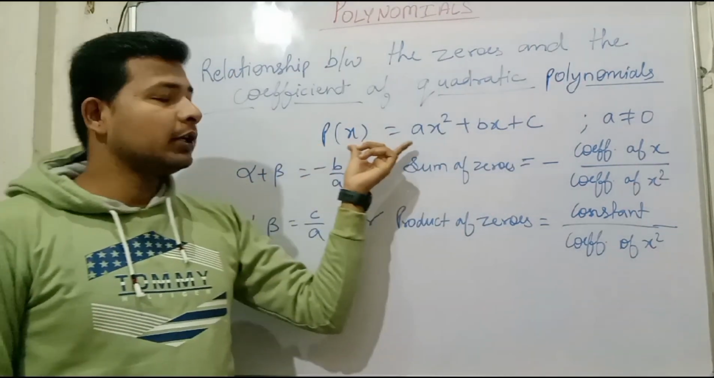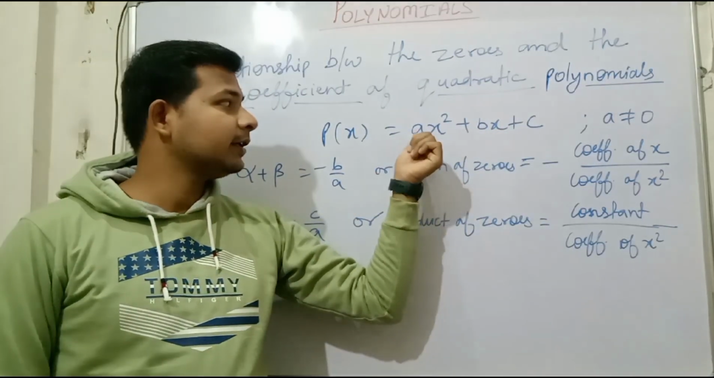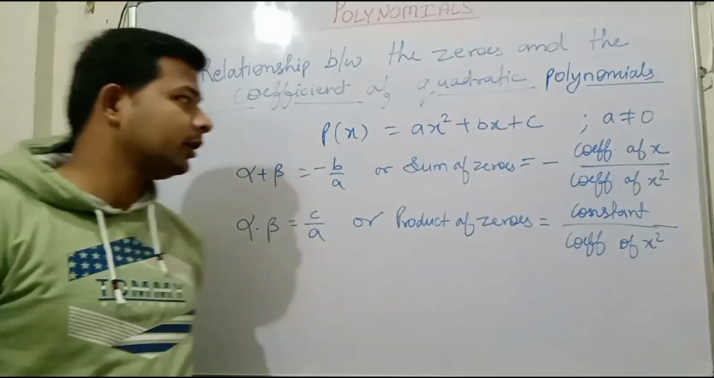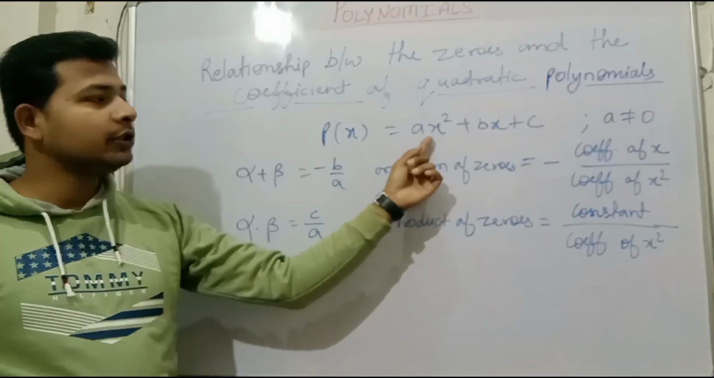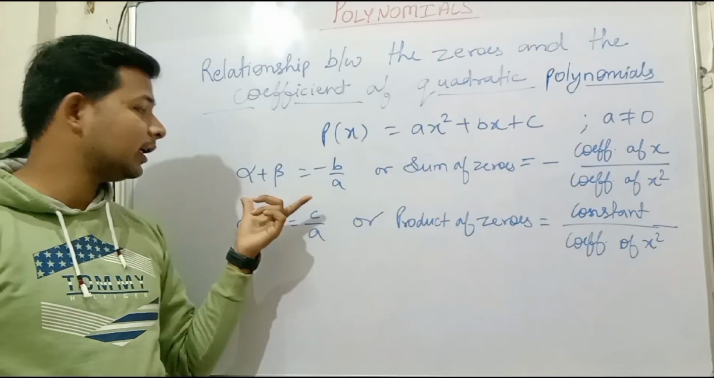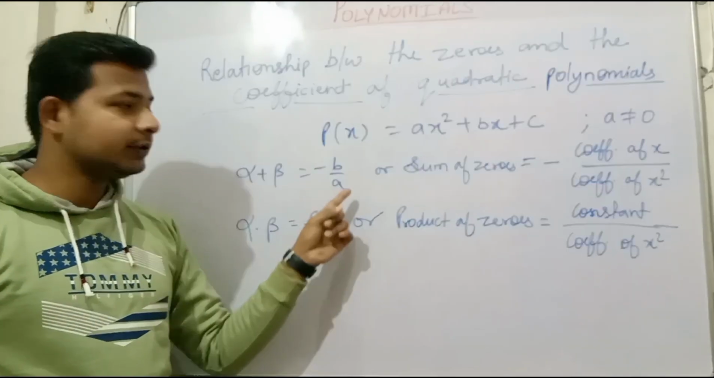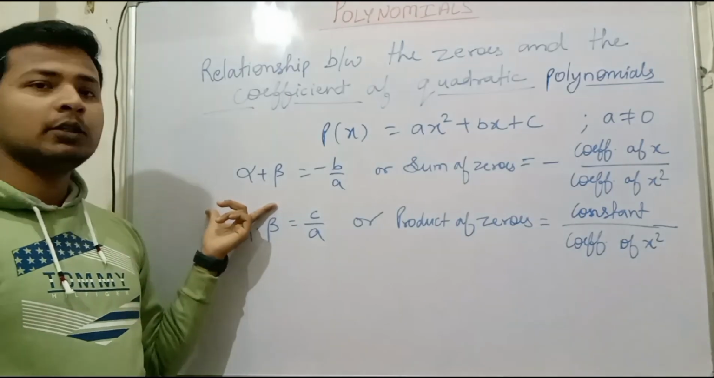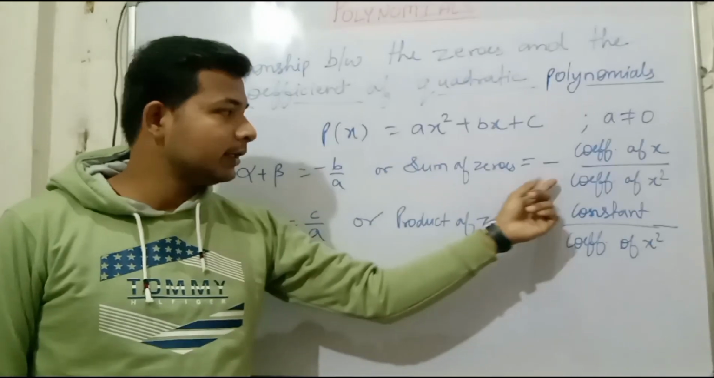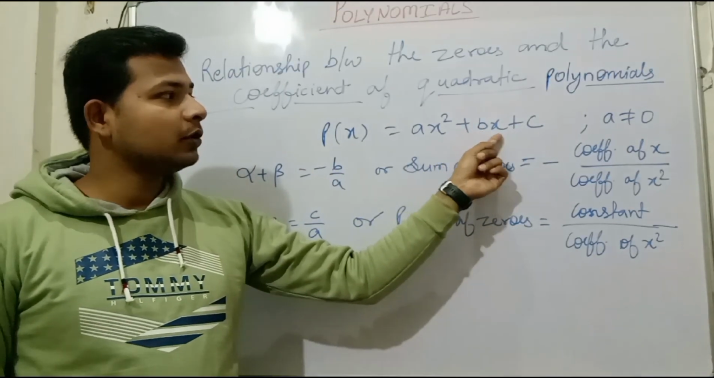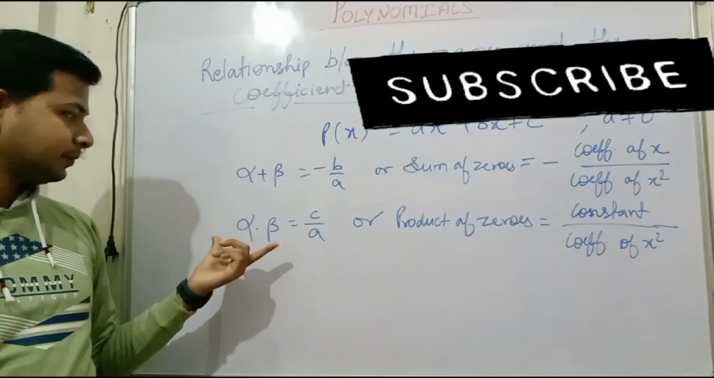Okay. If you are given a polynomial p(x) equals ax square plus bx plus c, where it has to be specified that a should not be 0. What do we mean by alpha and beta? Alpha and beta are the zeros of this quadratic polynomial. I have specified it a few minutes before. Alpha plus beta equals minus b by a. What is the verbal meaning of this? Alpha plus beta, the sum of the zeros, will be equal to minus b, the coefficient of x, upon a, the coefficient of x square.